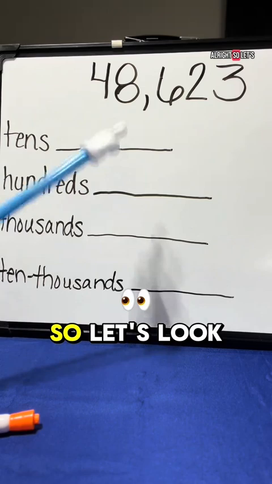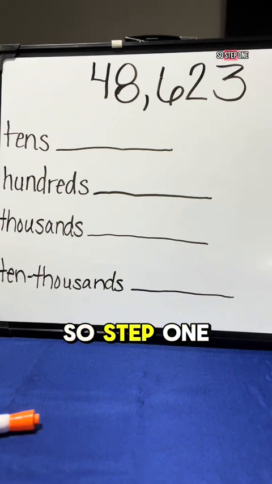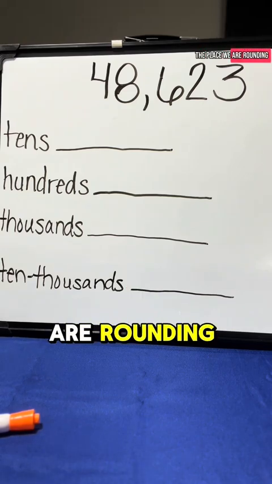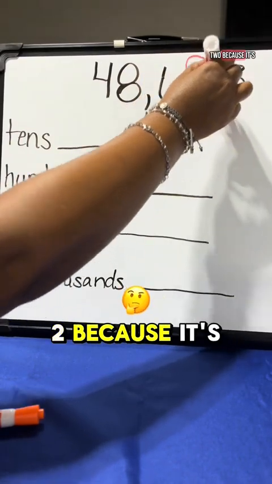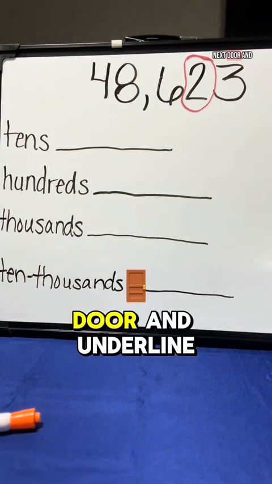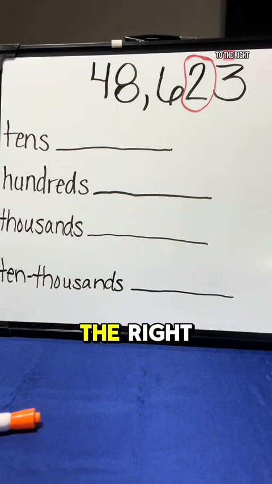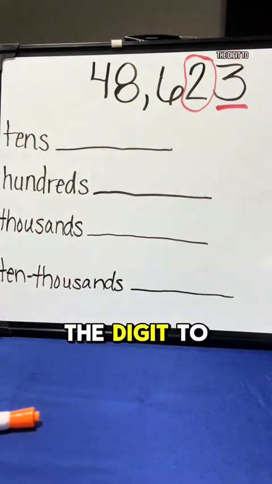All right, so let's look at each of these digits. So step 1 says to circle the place we are rounding. We're going to round to the nearest 10, so I'm going to circle the 2 because it's in the tens place. All right, step 2 says to go next door and underline the digit to the right. So I'm going to underline this 3 because that is the digit to the right.